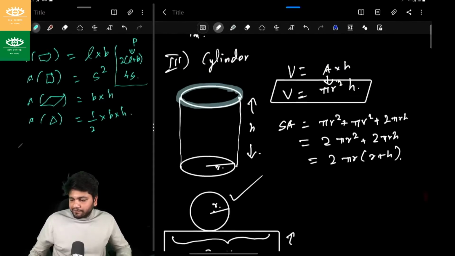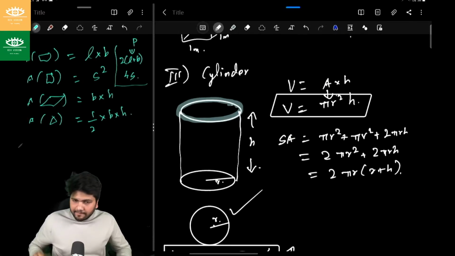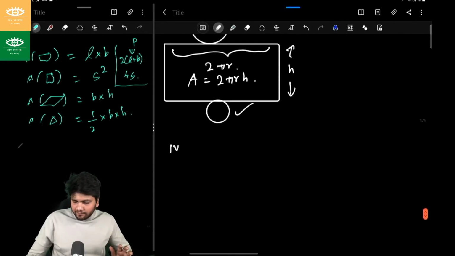Again, I'm telling you, don't remember this formula. Use this formula, 2 pi r square plus 2 pi r h. Then you can take one more step to make it like this. No need to learn the formula. Just use logic. Now this is basically the cylinder.